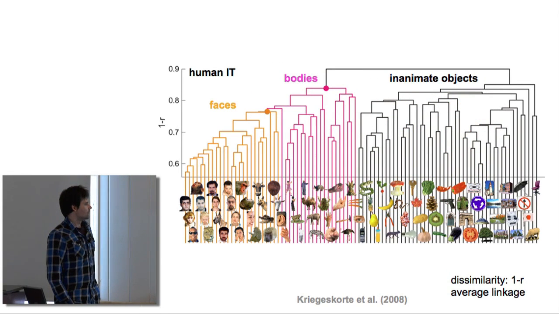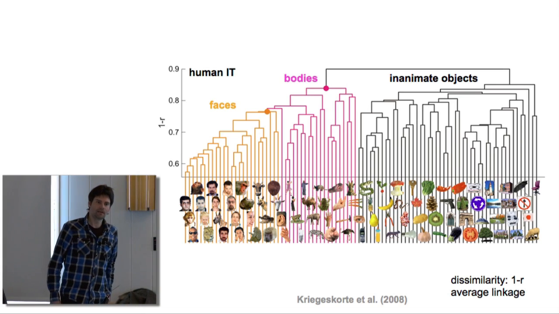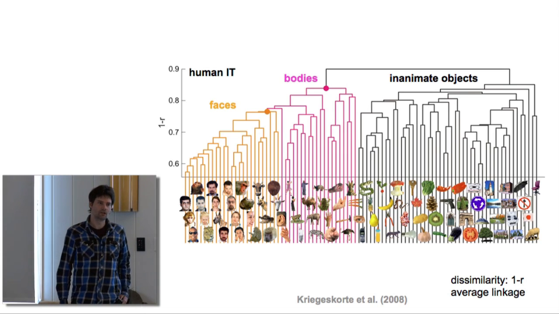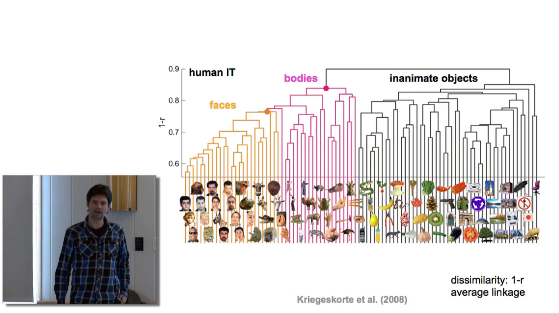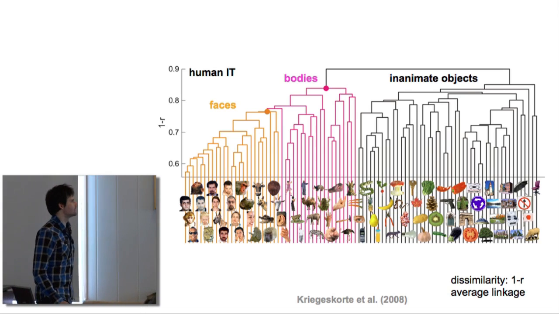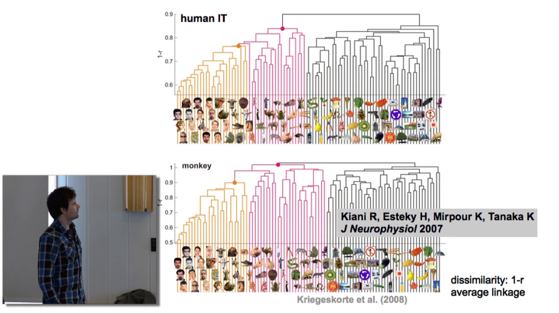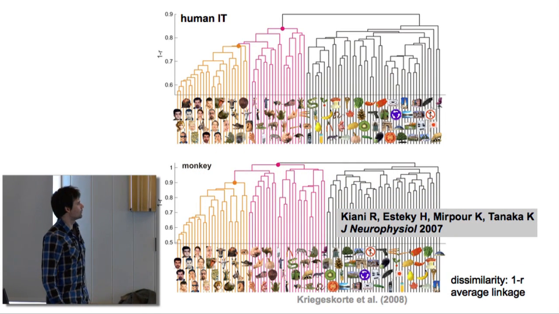So another approach we can take to this kind of data is to add an assumption, which is the assumption that there might be a categorical structure inherent to the representation. Now we can add that assumption without assuming a particular category structure, so it's still more data-driven than the classical object vision fMRI approach, where the categories are predefined and the different responses to different images within a category are averaged across. And when we do this here, we get these clusters for faces and bodies and for inanimate objects. And this is very similar to what we get for the monkey.